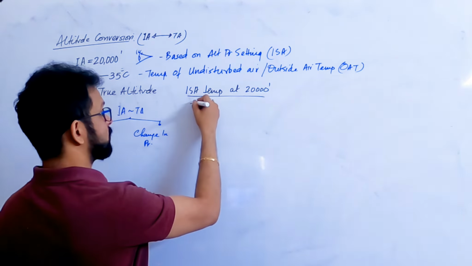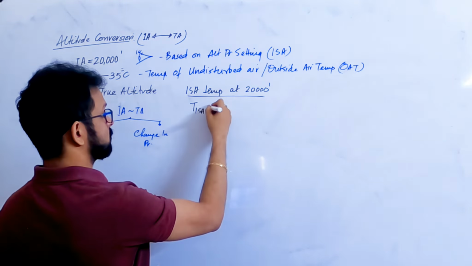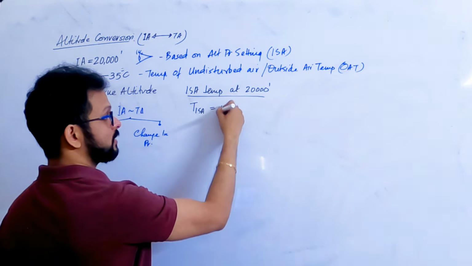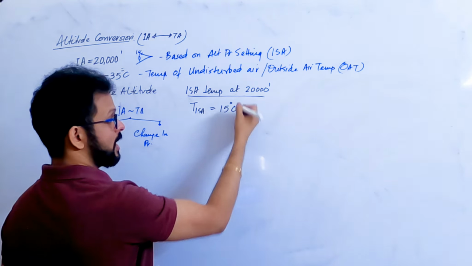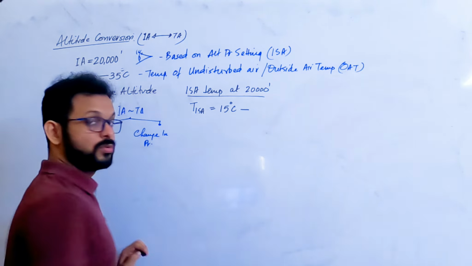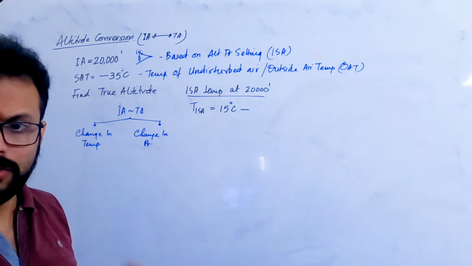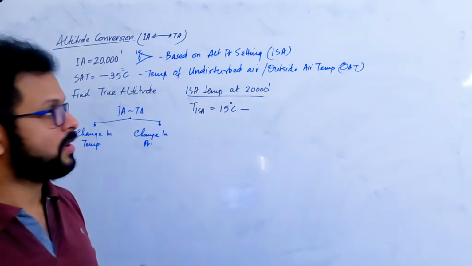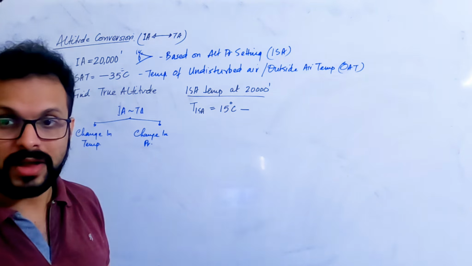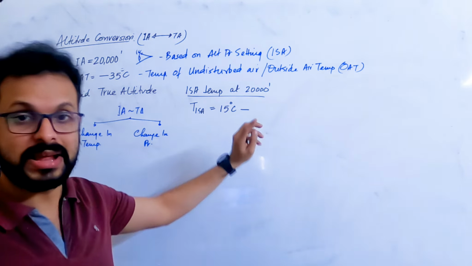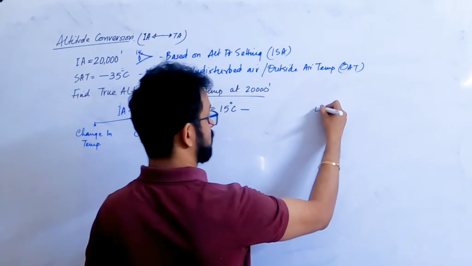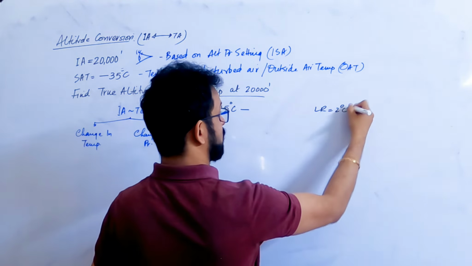So the ISA temperature. There is a lapse rate. It starts from 15 degrees Celsius at sea level, and every 1,000 feet you have a drop of 1.98 degrees Celsius, which you can take as 2 degrees Celsius also. I would still recommend you use 1.98, but for ease of calculation I'll take it as 2. That is the lapse rate: 2 degrees Celsius per 1,000 feet.